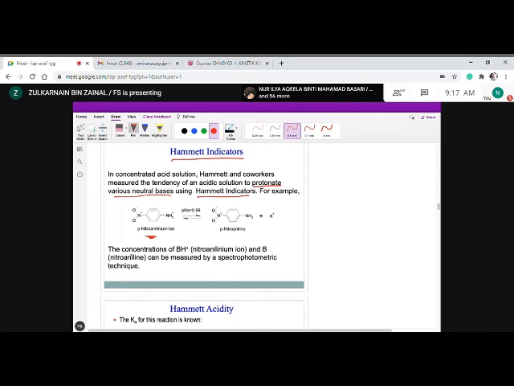All right. So the concentration of BH plus, the nitroanilinium ion, and B, nitroaniline, can be measured by a spectrometric technique. Of course, in this case, if you want to see what the concentration of para-nitroanilinium and also para-nitroaniline is, you just get the sample and put that into the UV visible. I'm not sure whether you have done any project. Probably some of you will start projects and so on.